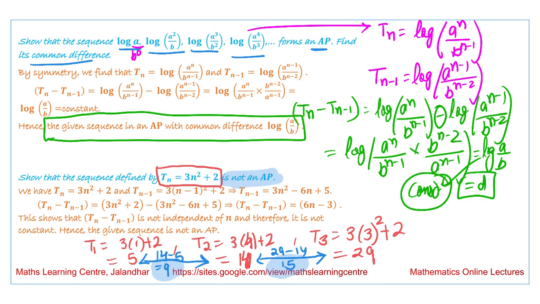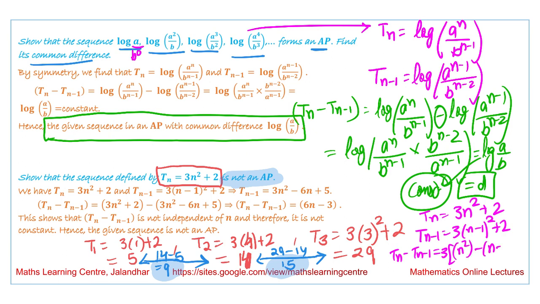Now the other way is we write the term Tn. It is 3n square plus 2. We write the term Tn minus 1. It is 3 into n minus 1 square plus 2. If we calculate Tn minus Tn minus 1, we will obtain 3 into n square minus n minus 1 square. When we solve this value, the answer we obtain is 6n minus 3. And this term is not a constant value. It is not independent of n. So we are saying it is not an AP. This progression is not an AP.